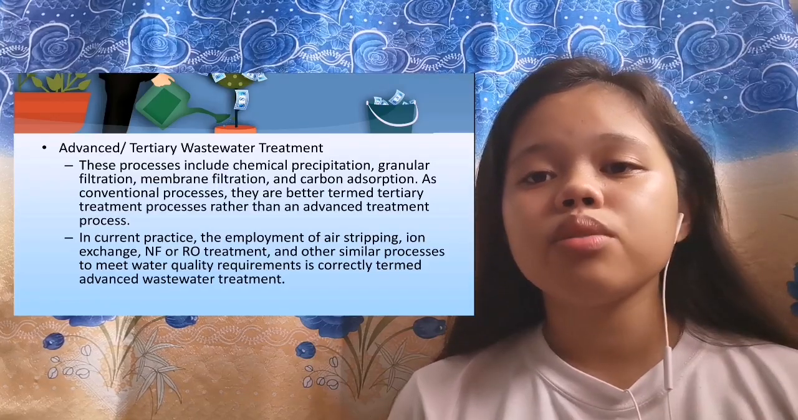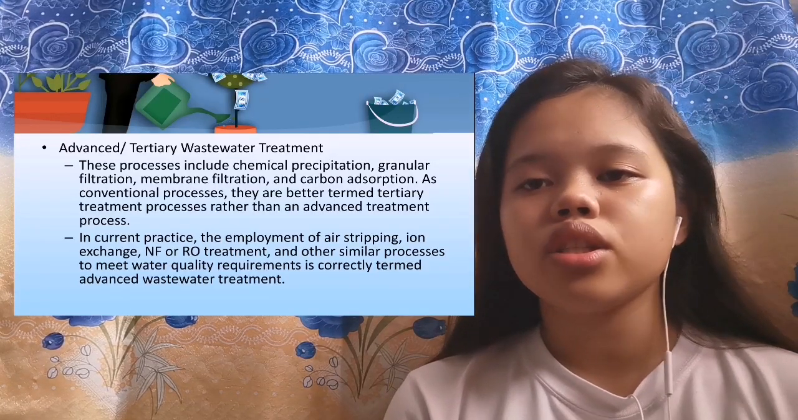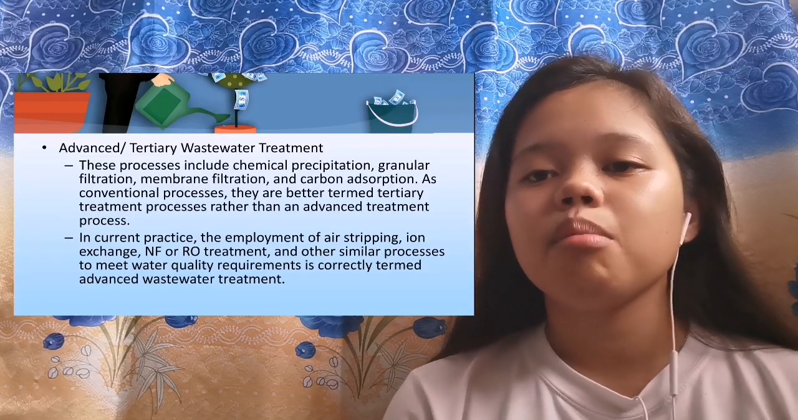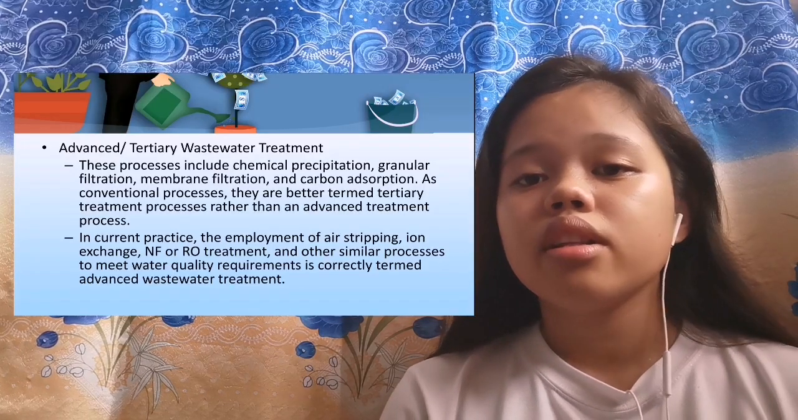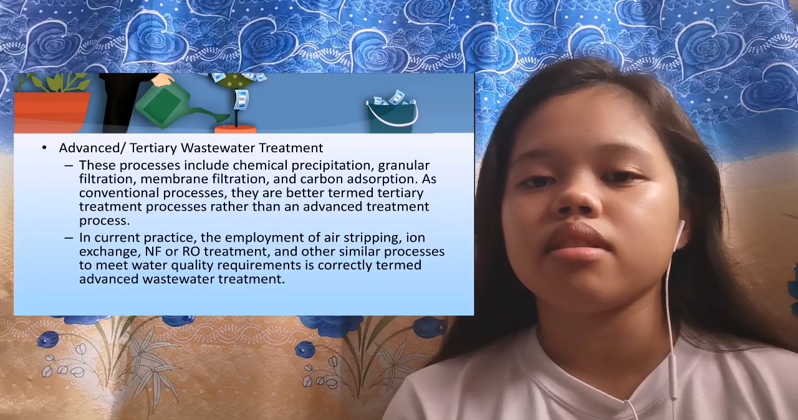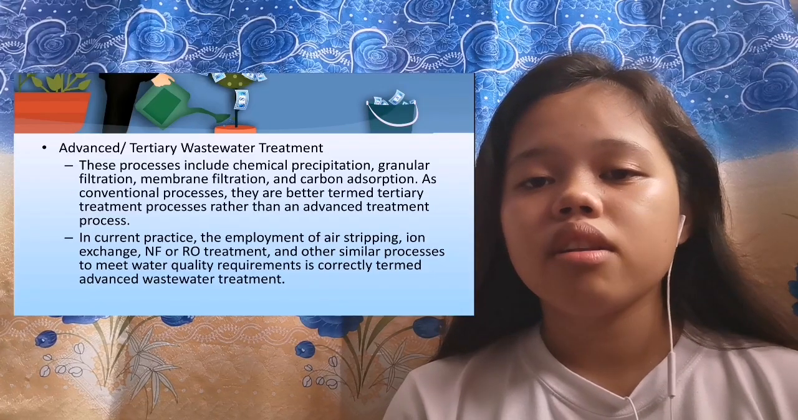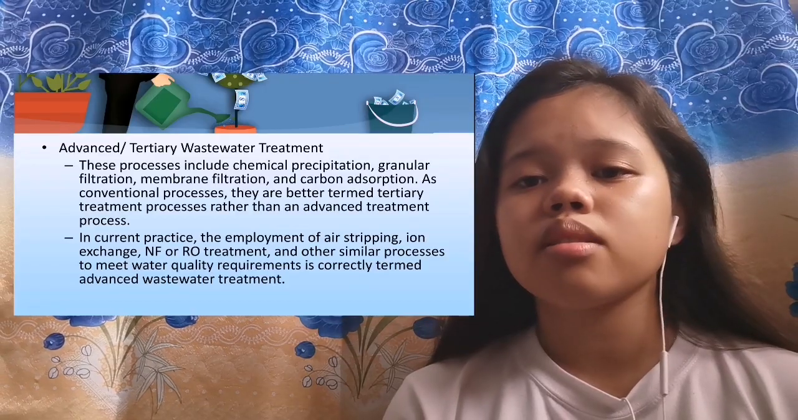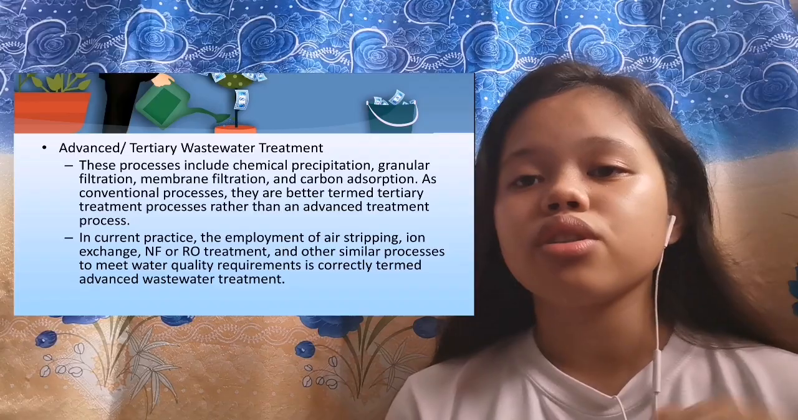Advanced or tertiary wastewater treatment. These processes include chemical precipitation, granular filtration, membrane filtration, and carbon adsorption. As conventional processes, they are better termed tertiary treatment processes rather than advanced treatment processes. In current practice, the employment of air stripping, ion exchange, NF or RO treatment, and other similar processes to meet water quality requirements is correctly termed advanced wastewater treatment.